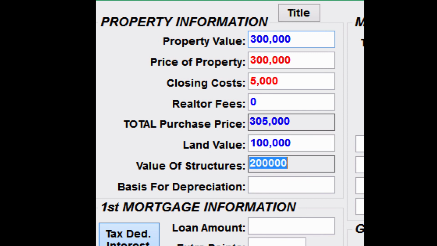Now we're going to put in a land value of $100,000, leaving the value of the structures at $200,000. And we're going to take as a basis for depreciation, which will affect our taxes and what happens if and when we sell it. The basis for depreciation is going to be also $200,000.